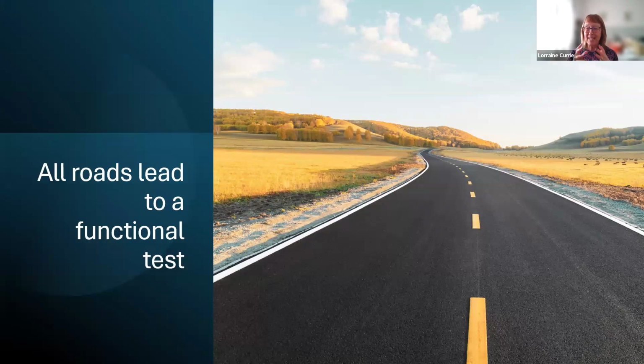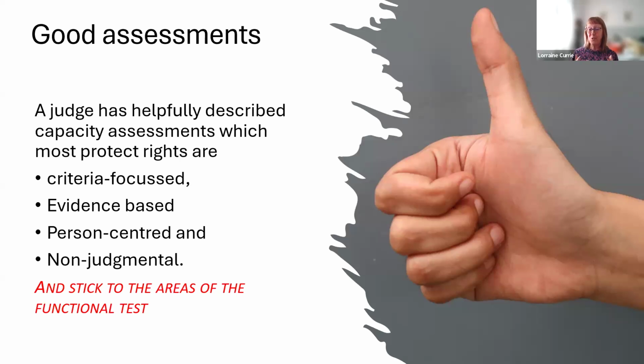So all roads really are leading us still to this functional test. And therefore, it's that functional test that we need to be good at evidencing. A judge has said, capacity assessments which most protect rights are criteria focused. So they know what the issue and decision is, and they're focused on that. They're evidence-based, so there's good evidence in each of those four areas: understand, retain, use and weigh, and communicate. They're person-centered, so there's something about the heart of the person in this, and they're not judgmental. They're not seeking to put what I think should be the right thing. They're looking at an assessment with evidence, and they're sticking to those areas of the functional test.